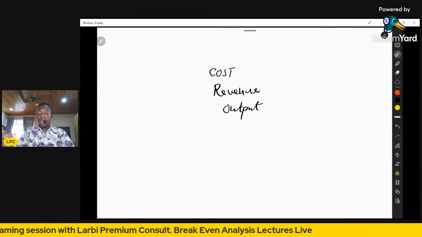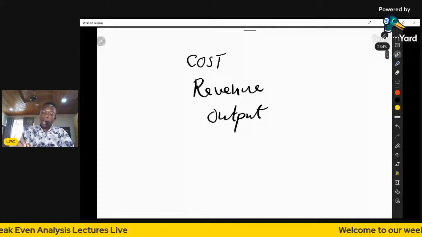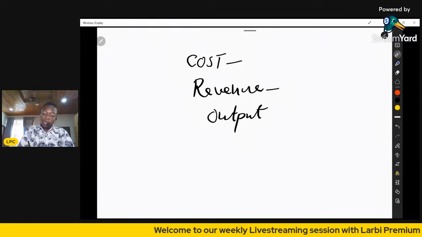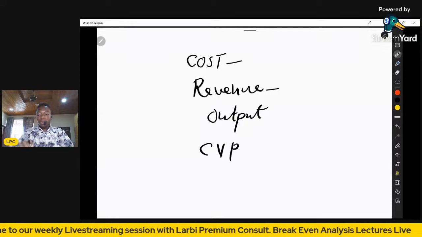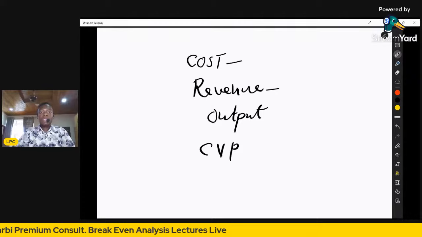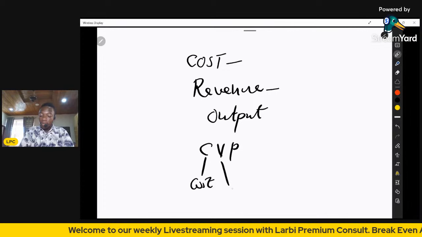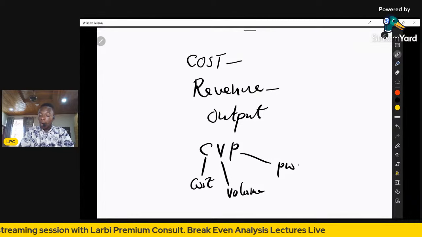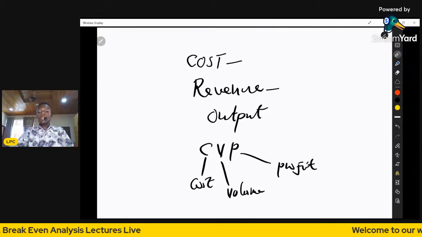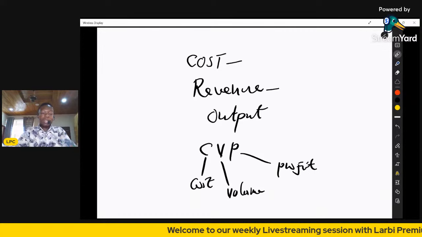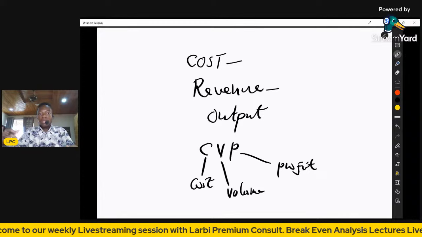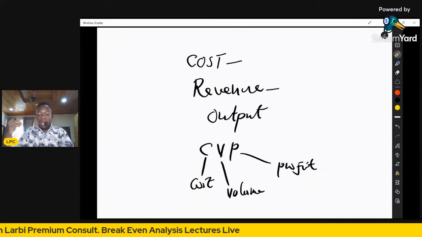Others will say that it is a technique that establishes a relationship between cost, revenue, and profit. So you see, cost, volume, profit. That is the technique we want to discuss, right? So break-even analysis is a costing technique that helps us to understand the relationship that exists between cost, volume, being the output, and profit. All right, so that is the technique that we want to know. Or it can also be an interrelationship between cost, revenue, and output. It establishes a relationship between cost, revenue, and output. Some also would define it as the interrelationship between cost, revenue, and output, or cost, volume, and profit.